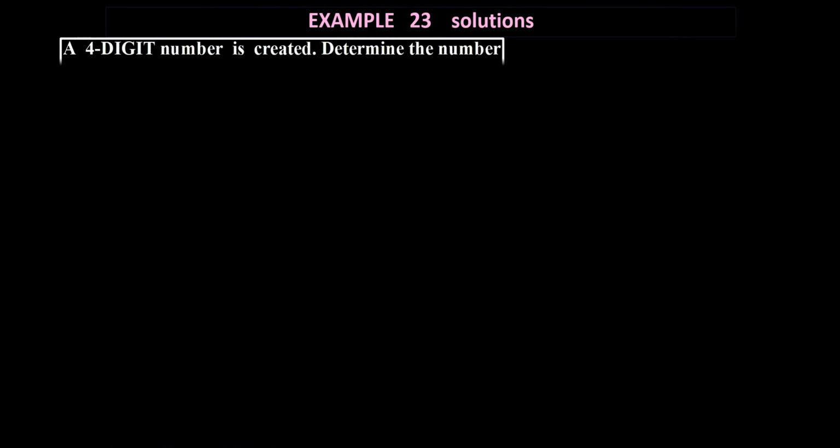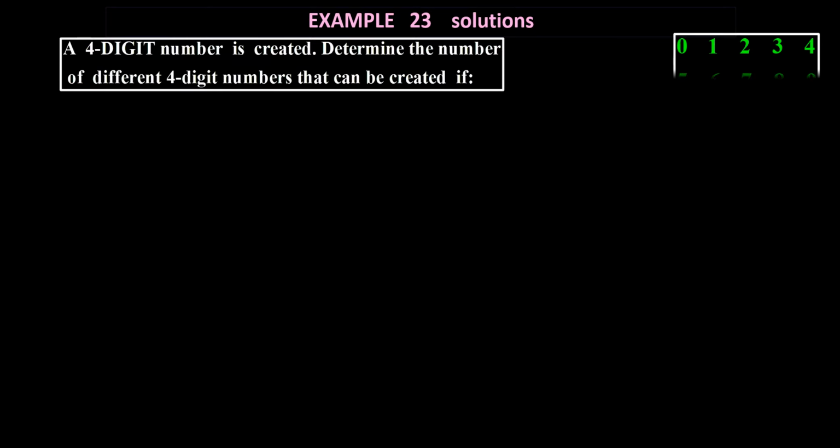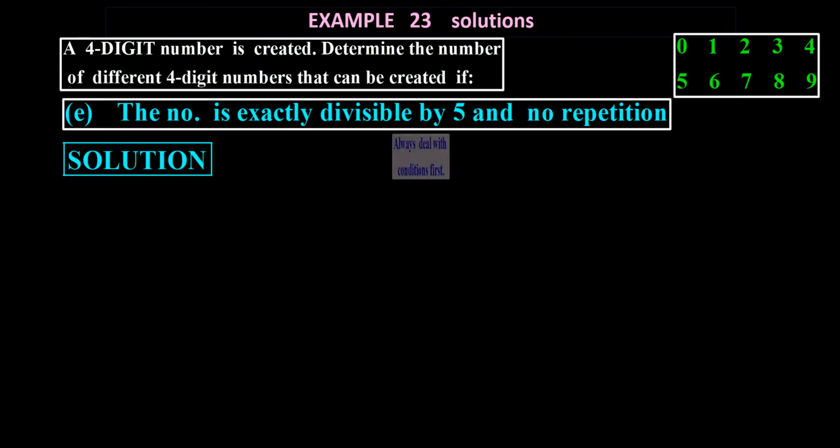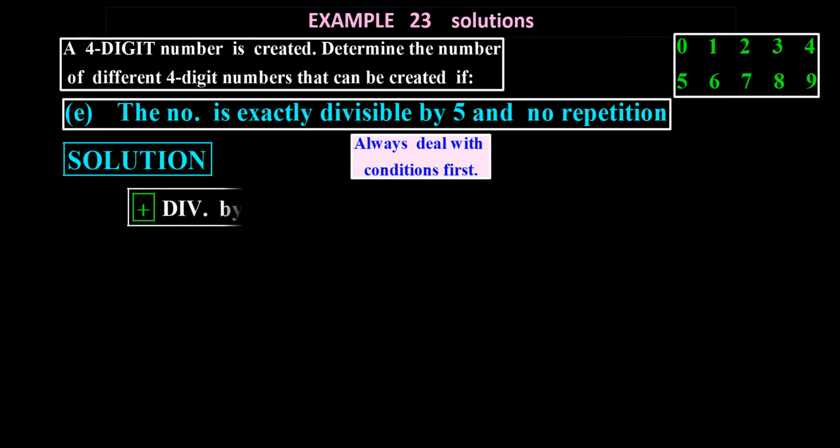Let's do one more based on the 4-digit number. So I want a 4-digit number, and it must be created as follows. The number must be exactly divisible by 5, right? There must be no fractions left, exactly divisible, and there should be no repetition. So exactly divisible is a positive condition, okay? Now, how do you know a number is exactly divisible by 5? That's correct, if the unit digit is either a 0 or a 5.